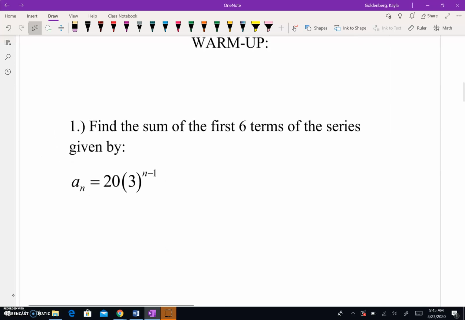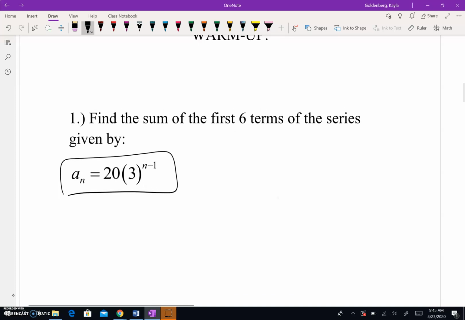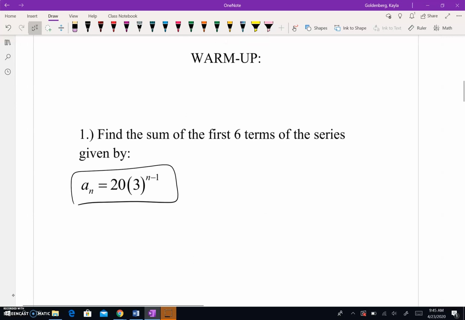So for our warm-up, I've got an explicit formula for a geometric sequence right here. I want you to tell me what is the sum of the first 6 terms. Okay, so do this for your warm-up. You're going to pause the video, work it out, unpause, and check your work.